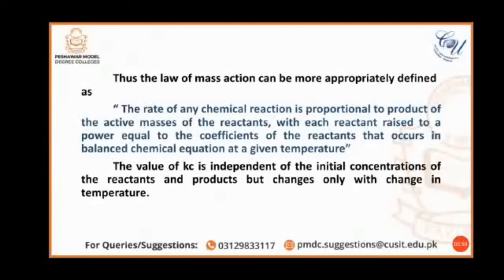So, the most proper definition after this discussion for the law of mass action is that the rate of any chemical reaction is proportional to the product of active masses of the reactants, with each reactant raised to the power equal to the coefficient of reactants that occur in a balanced chemical reaction at a given temperature. The value of Kc is independent of the initial concentration of reactants and products, but the value of Kc changes only with change in temperature, because temperature increases the rate of reaction.